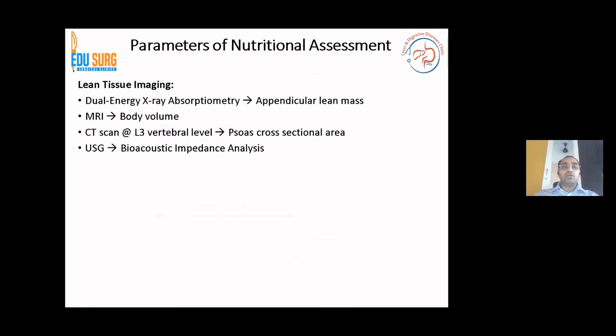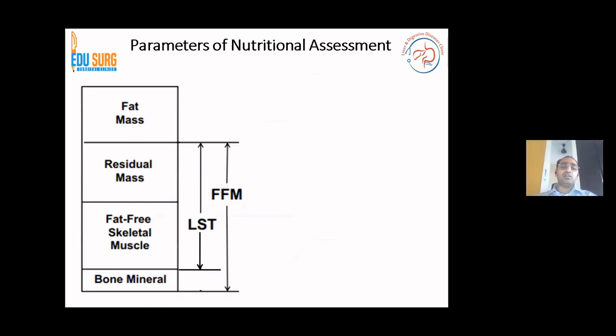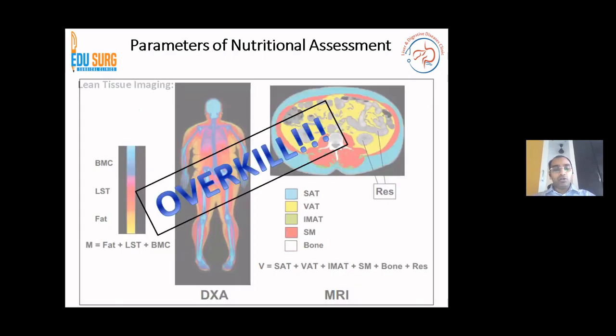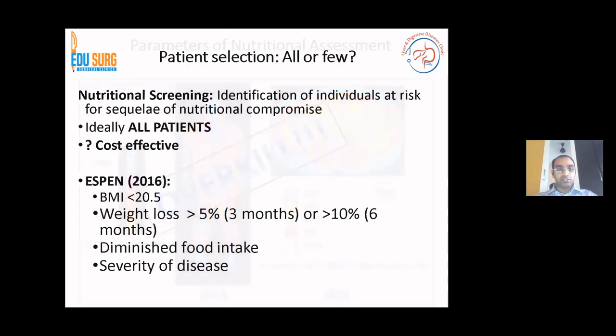Okay. Then again you can go in with lean tissue imaging like DEXA scan, MRI, a CT scan at the L3 level to see the thickness of the psoas muscles. You can do USG for a bioacoustic impedance analysis, and you can calculate the lean tissue strength. You can calculate the fat-free mass. You can do a DEXA scan to see the skeletal mass of the patient. But then finally, all of these are an overkill. And a simple clinical subjective global assessment or a nutritional risk scoring is enough to assess whether the patient is well nourished, moderately malnourished, or severely malnourished.